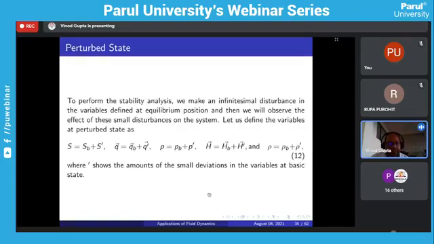After that, we create a small disturbance in the system. For that, we perturb S equal to S b plus S dash, a deviation from the basic state, that is your equilibrium position, and q equal to q b plus q dash. So S dash, q dash, p dash, H dash, and rho dash are the small disturbances in concentration, velocity, pressure, and magnetic forces. And now we will check their impact on the system.